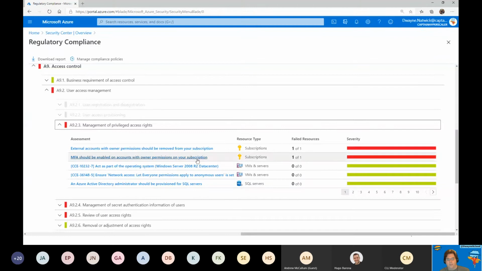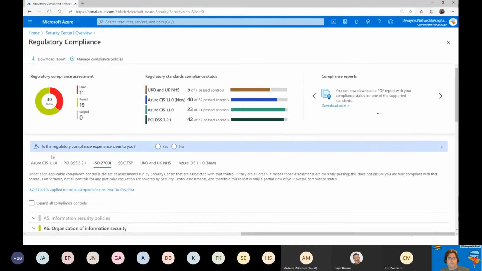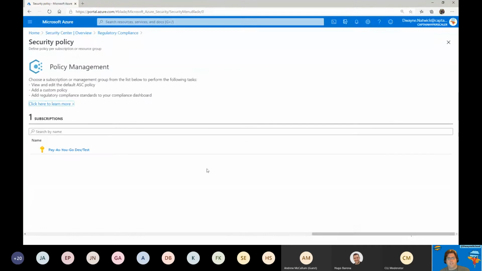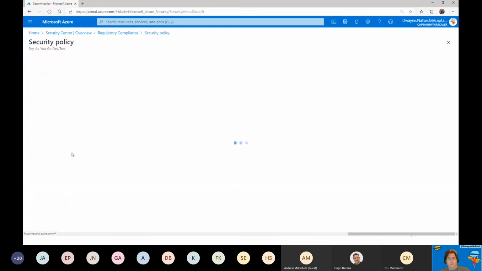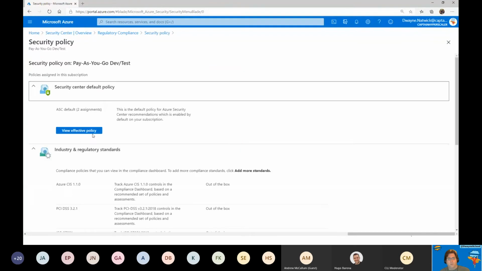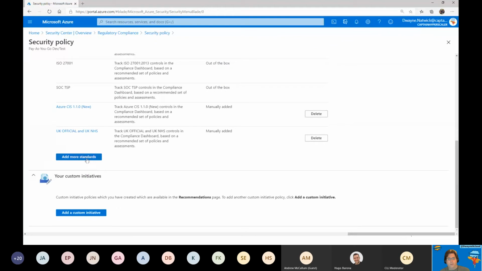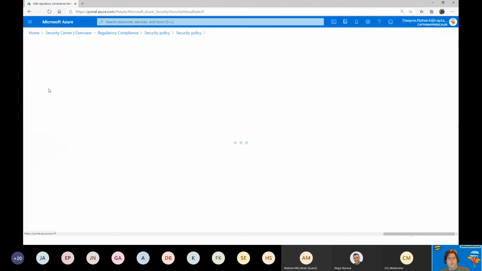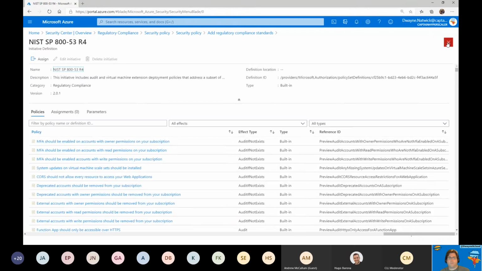If you get flagged on those, you should remediate them right away within your production environments. It's also very easy to manage compliance policies right within here and create new policies. I can add more standards, and you can see there are different standards in here. If I want to put the U.S. national security standard in here, I can do that very quickly and easily.